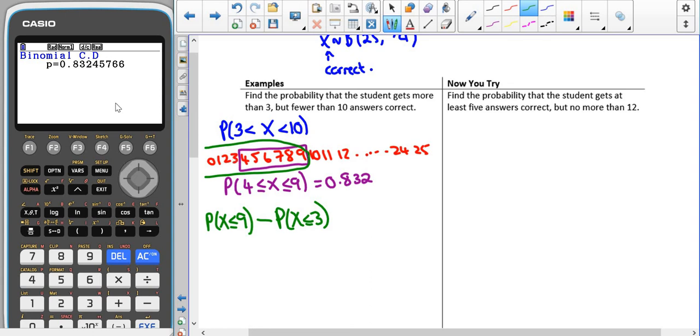If you have the new calculator, you just need to change it so that you're looking at less than or equal to probabilities. So here, these were strict inequalities. These are now less than or equal to's. And then you can just put the values into your calculator as I did here. So just be careful with that.